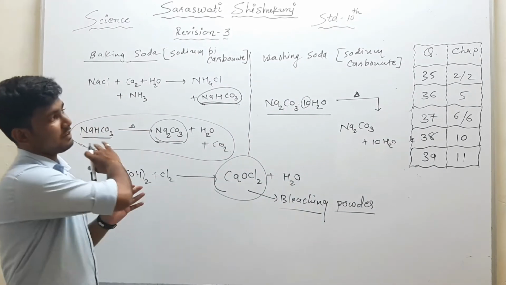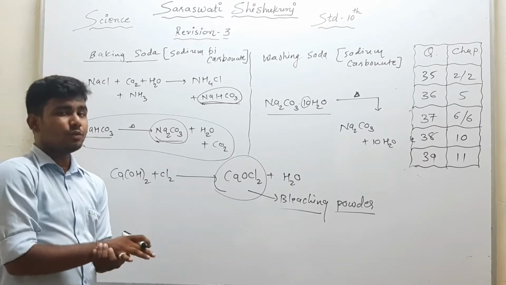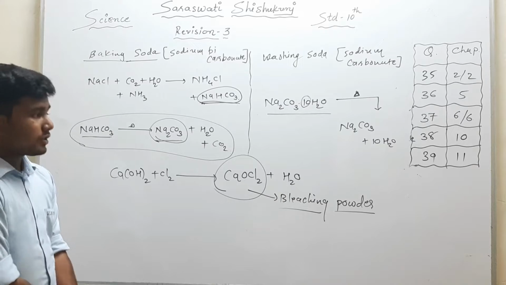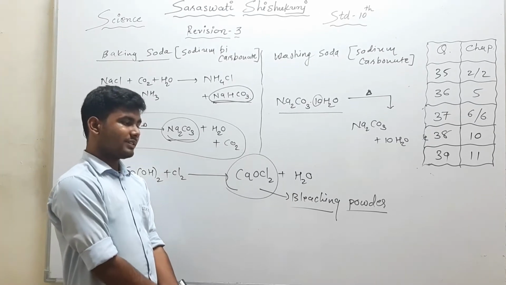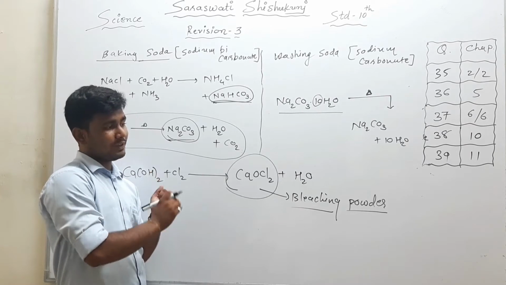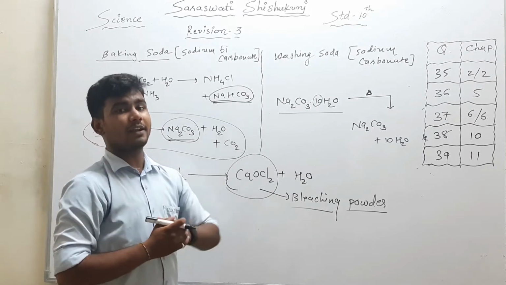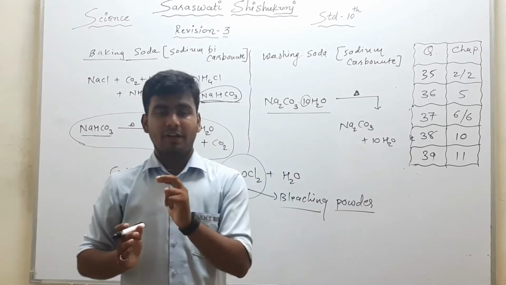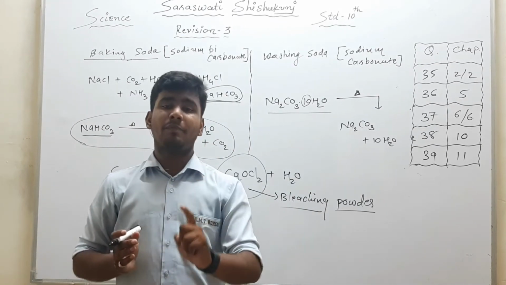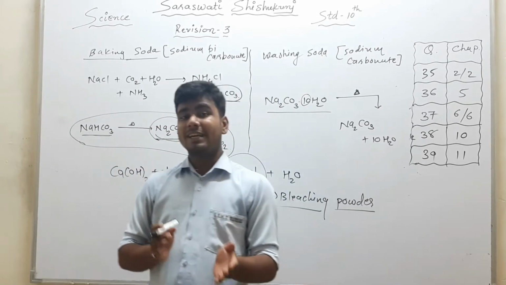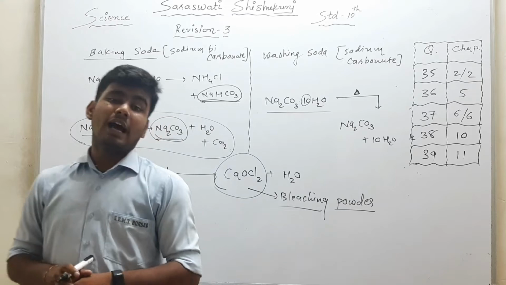So this way, different preparations and their uses can be asked to you in 4 marks from our second chapter. Also there is one experiment: what happens when acid reacts with metal carbonates and metal bicarbonates. So the reaction of acid with metal carbonate and with metal bicarbonate is also an important 4 marks question. It can be asked to you in terms of an experiment.